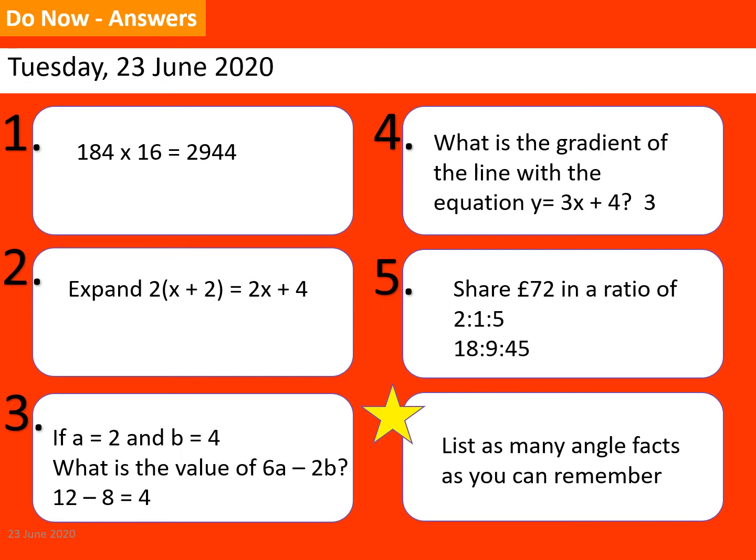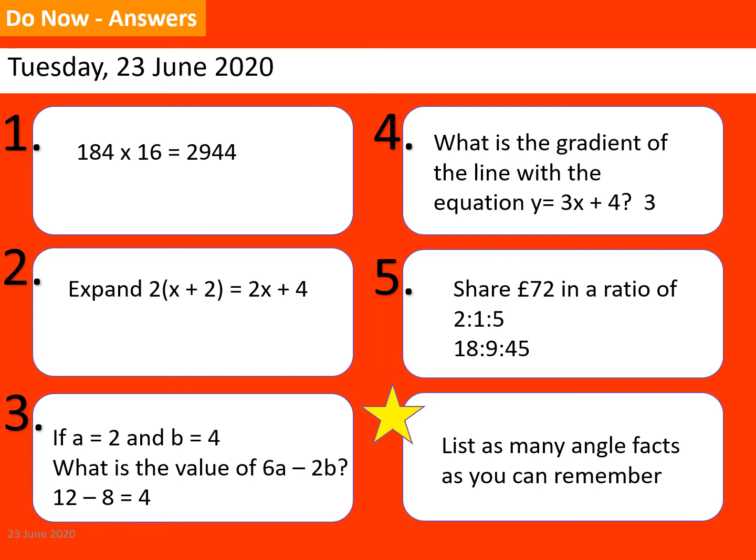Okay, let's look at question 2. When we're expanding out a single bracket, we must multiply whatever's on the inside of the bracket by what's on the outside. So in this case, we've got 2 on the outside, and inside the bracket, we've got x plus 2, which means I want 2 lots of x, which gives me the 2x, and 2 lots of plus 2, which gives me the plus 4. So my answer would be 2x plus 4.